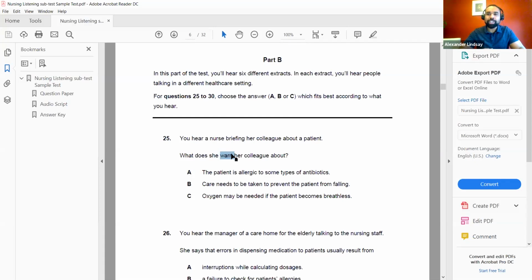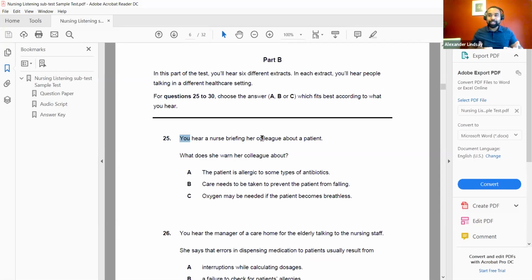So we might think to ourselves, okay, what kind of words could be used to give a warning? What kind of interaction am I going to hear? It could be words like, you must make sure that you, or if you do this, then. So you can start to prepare yourself for some of the language that you might hear that would relate to a warning. Also, you have the context just before the question, where it tells you you're going to hear a nurse briefing her colleague. So straight away, that helps you to prepare for what kind of interaction you're going to hear.